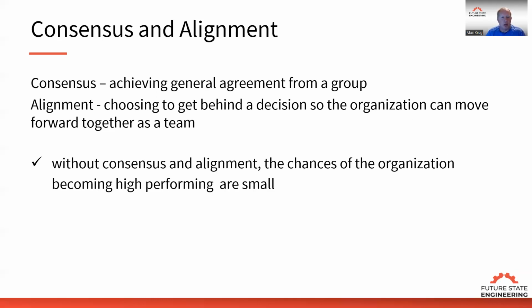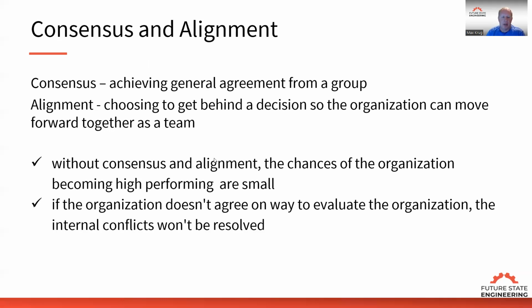So what we learned from this is without consensus and alignment, the chance of the organization becoming high performing is very small. If we have people arguing or have conflicts within the organization and we can't agree as a group, we're not going to achieve the objectives. And second, if the organization doesn't agree on a way to evaluate the organization, the internal conflicts won't be resolved. So you need to have a way to objectively analyze the current situation, and that's the basis for resolving the internal conflicts.